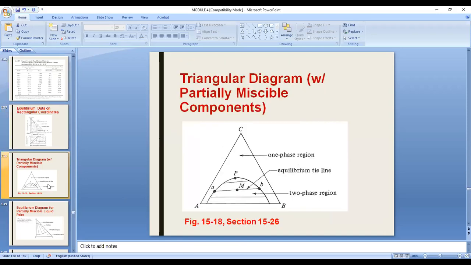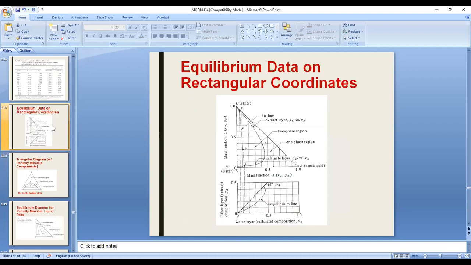Now, other triangular diagrams would look like this for a system in which you have partially miscible components. You have your one-phase region here and your two-phase region here. The thing that separates these two is this curve. You have here the plait point. Call this the plait point. And we call this the equilibrium tie line. By the way, this curve is the phase envelope. I was thinking of what it's called, just like this one is also referred to as the phase envelope.